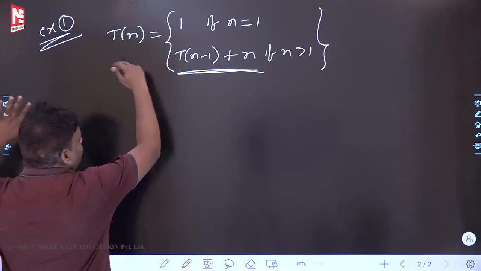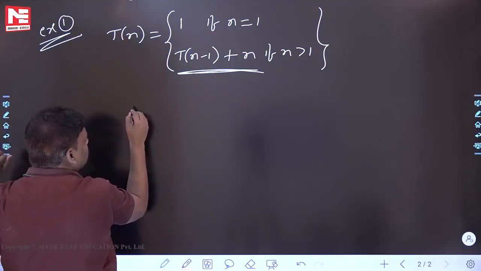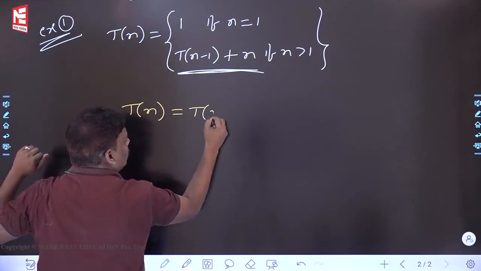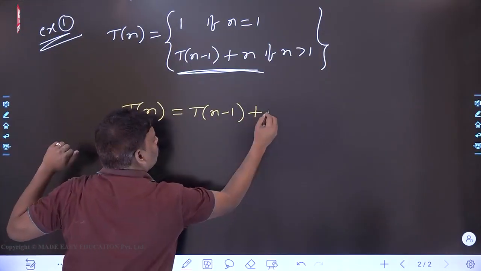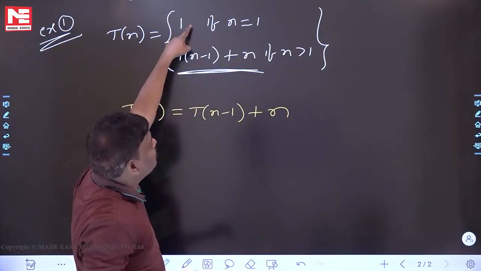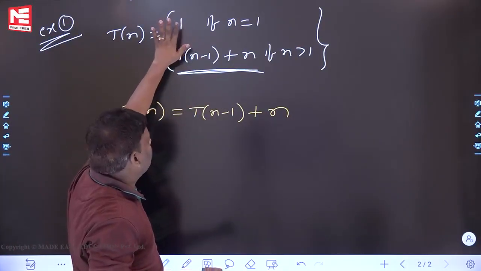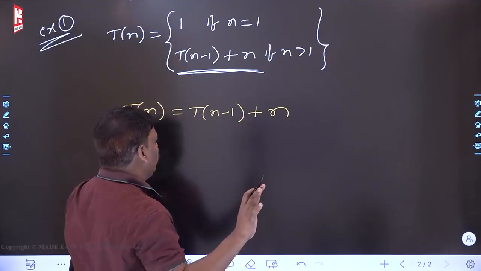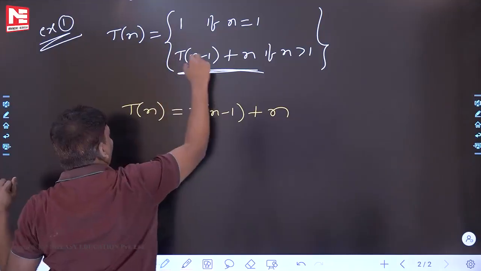I think everything is fine. Only the second part is important. I am writing the second part. Tn is equal to Tn minus 1 plus n. Right? The first point is only for stopping purpose. Second one, Tn is equal to Tn minus 1 plus n. Everyone knows. Now can you help me? Tn is equal to Tn minus 1 plus n.